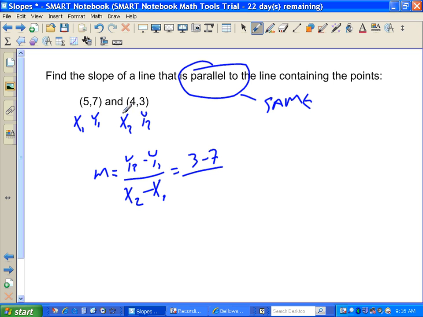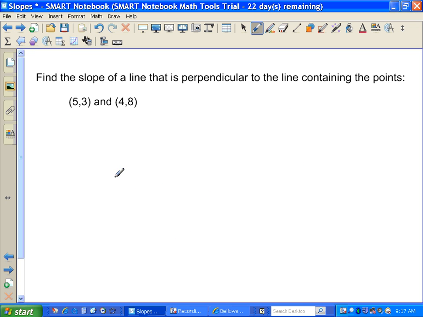3 minus 7 over 4 minus 5. 3 minus 7 is negative 4. 4 minus 5 is negative 1. Negative 4 divided by negative 1 is just 4. Okay, so that's the slope of my line that goes through these points. The slope of a parallel line is going to be the same. Okay, so not that big a deal. Find the slope. If it's talking about parallel, we're looking at the same slope.